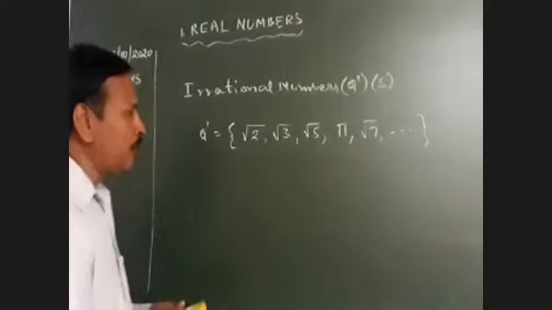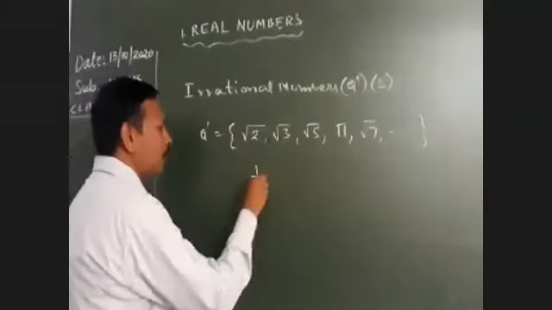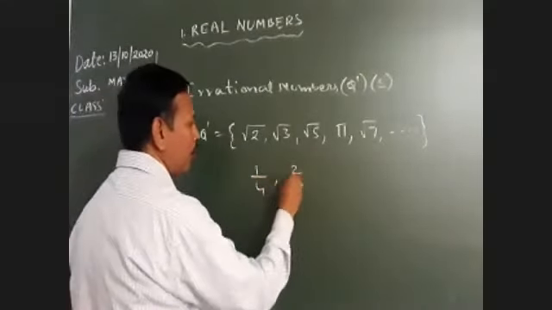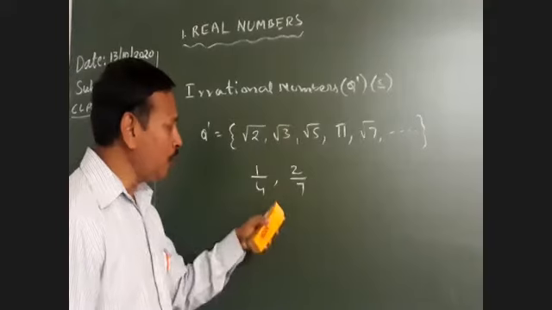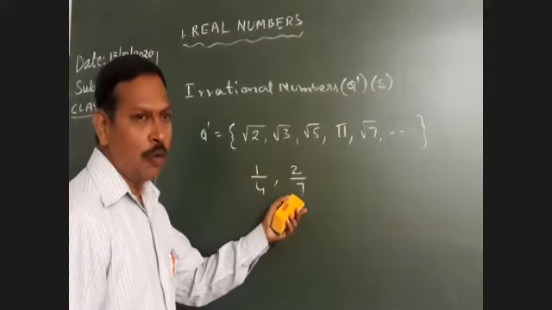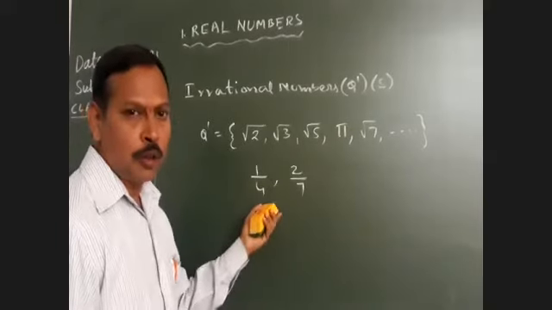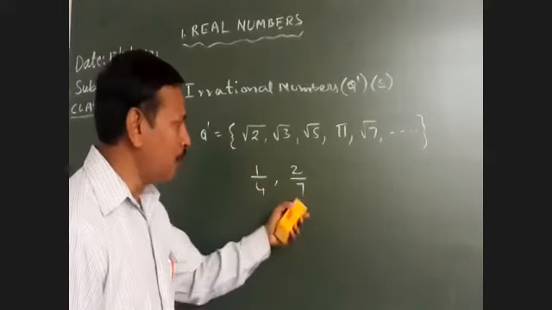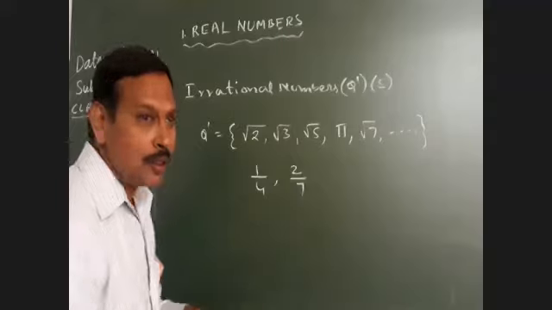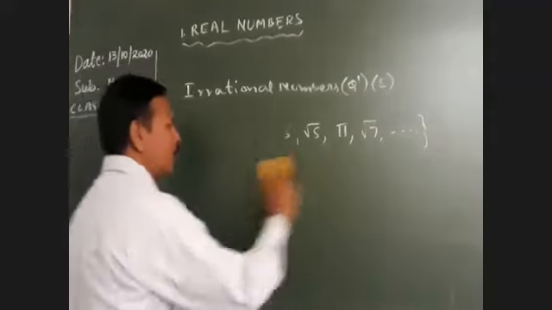Now, how to find them? Yesterday we did this: suppose 1 by 4 and 2 by 7 are there. How to find rational numbers between these two? We discussed that yesterday. Now, how to find irrational numbers between these two? How to find irrational numbers between any two fractions, any two rational numbers? That we are going to discuss now.